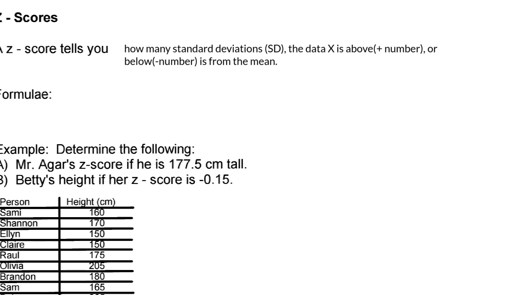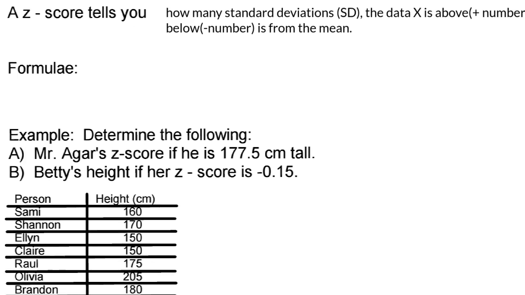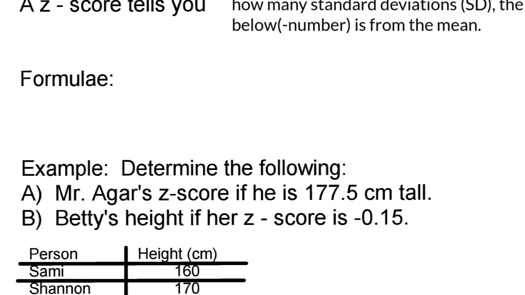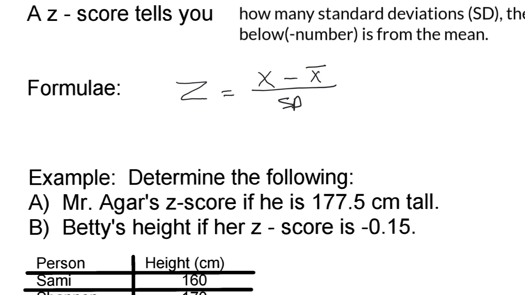So now this is the formula. I'm just going to zoom in here. The formula is given by this, where Z is equal to the data point minus the mean, divided by the standard deviation. That's basically it. So now let's get on to the problem of the day.